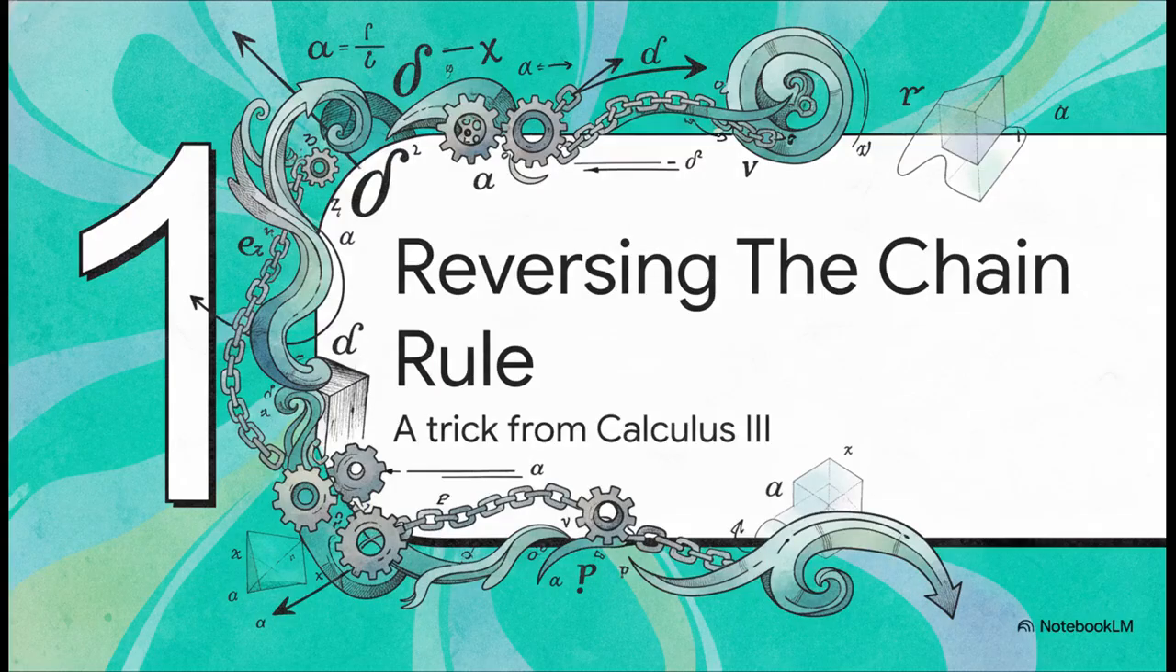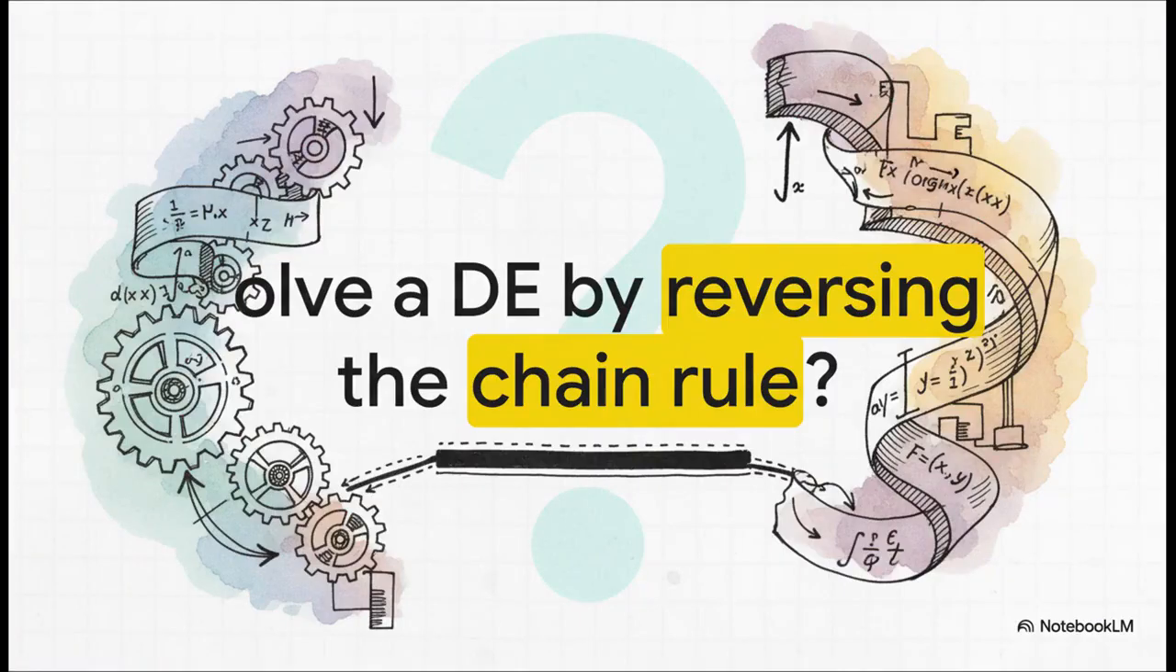All right, first up, reversing the chain rule. We're about to borrow a really clever trick from Calculus 3, and it's going to help us unlock the solutions for a whole new class of differential equations. Just think about that for a second. We use the chain rule all the time to differentiate complicated functions, right? So what if we could just run that whole process in reverse to find the original function that solves our DE? Well, that is the core idea right here. It basically transforms a difficult differential equation problem into a much more familiar calculus puzzle.